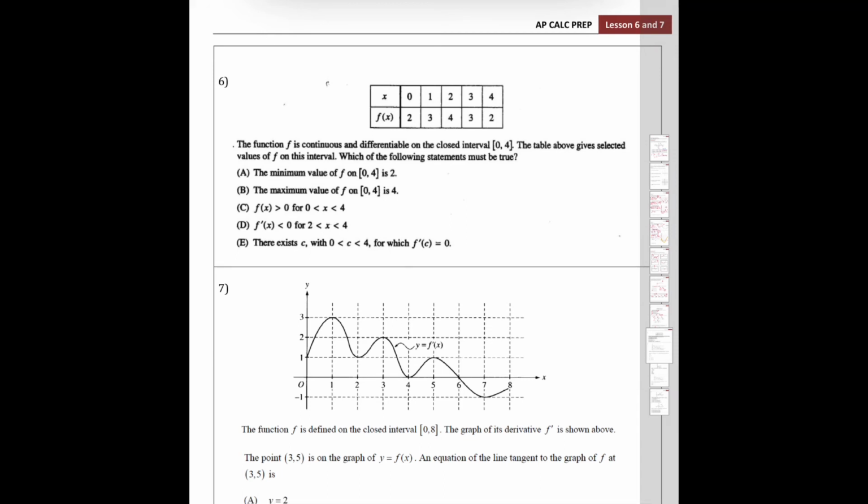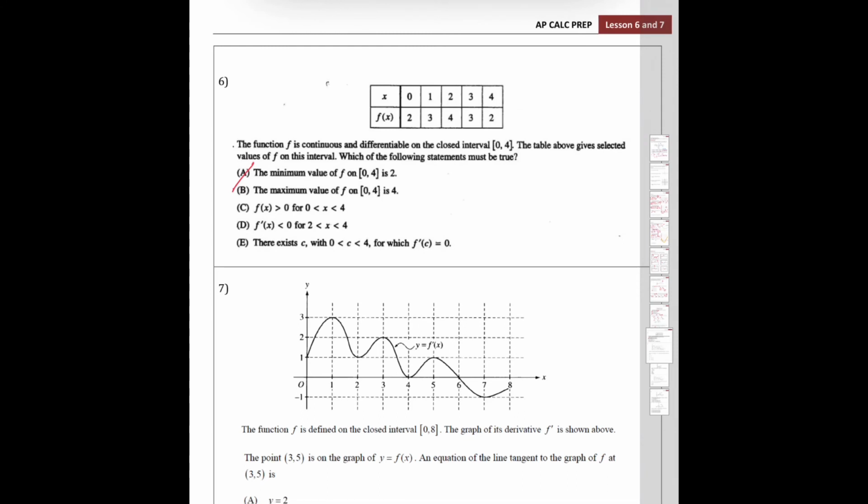Number 6. So here it's giving us an f table, and it's saying f is both continuous and differentiable over this interval, and it's asking us which of these statements must be true. So if you look at choice A, it says the minimum value of f on 0 to 4 is 2. If you look at your interval from 0 to 4, at face value it does look like it's 2 and it's true. But what is happening at 0.5 or 1.2 or any of those numbers? We don't know that. So it cannot be A.